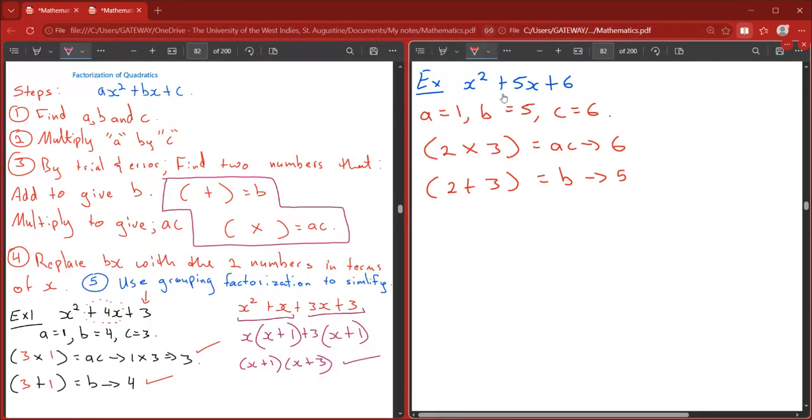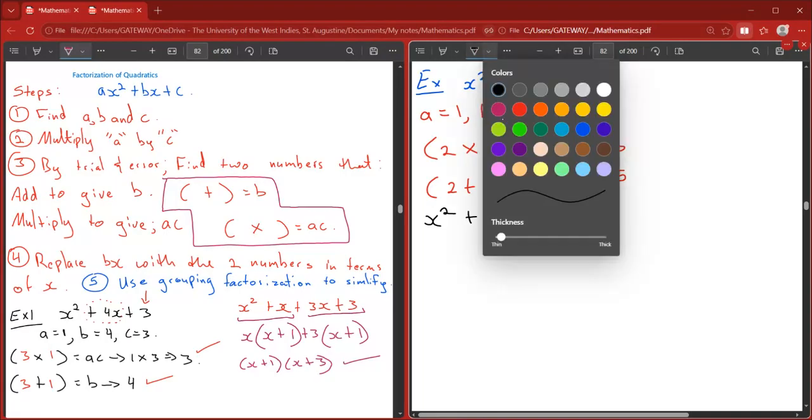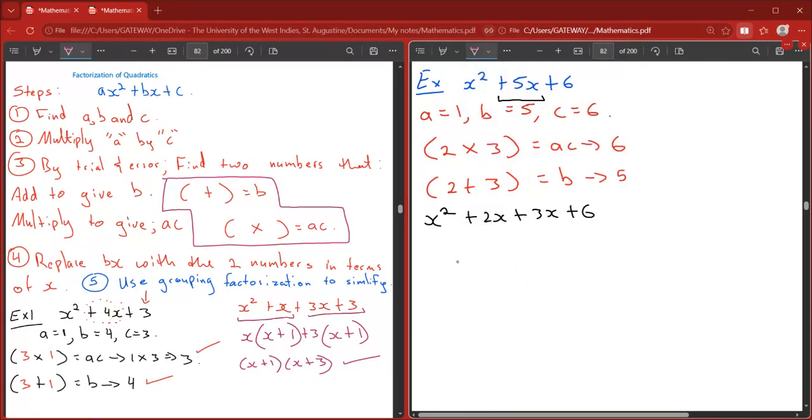So the next step now is to replace the 5x with these two terms in terms of x. So write back x squared. Instead of 5x, you're going to put 2x plus 3x plus 6. Then you factorize via grouping.